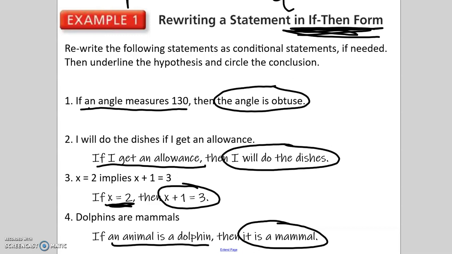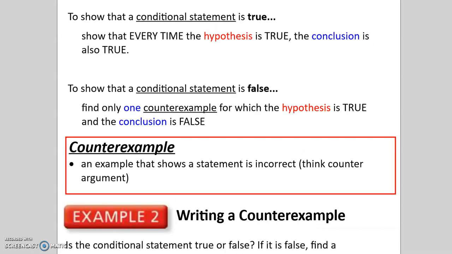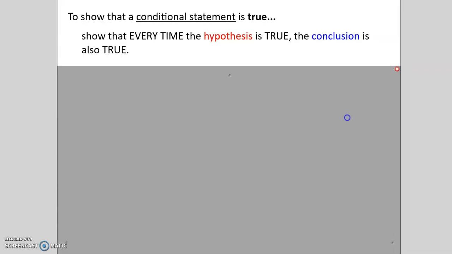The next thing I want to talk about here, let's cover this up a little bit. Conditional statements are true only when every single time the hypothesis is true, the conclusion is also true. Every single time, there can't be one exception.